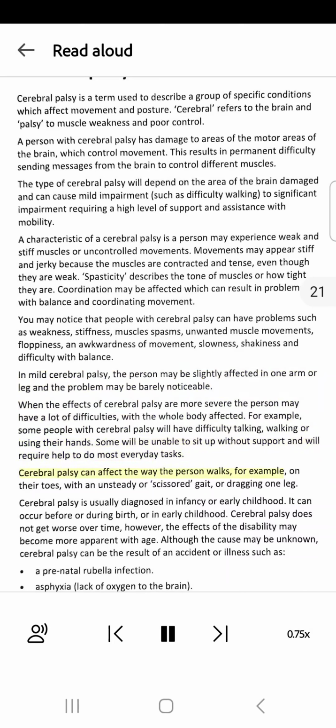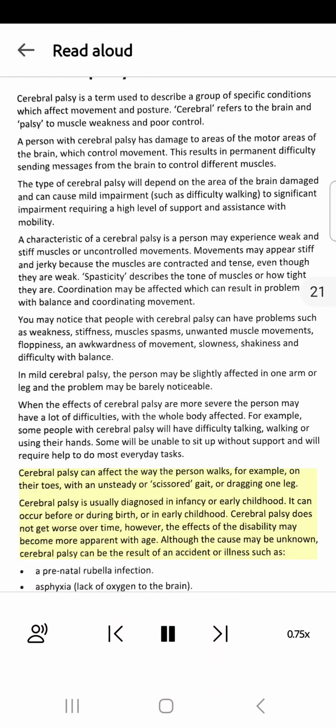Cerebral palsy can affect the way the person walks, for example, on their toes, with an unsteady or scissored gait, or dragging one leg. Cerebral palsy is usually diagnosed in infancy or early childhood. It can occur before or during birth, or in early childhood. Cerebral palsy does not get worse over time, however, the effects of the disability may become more apparent with age.